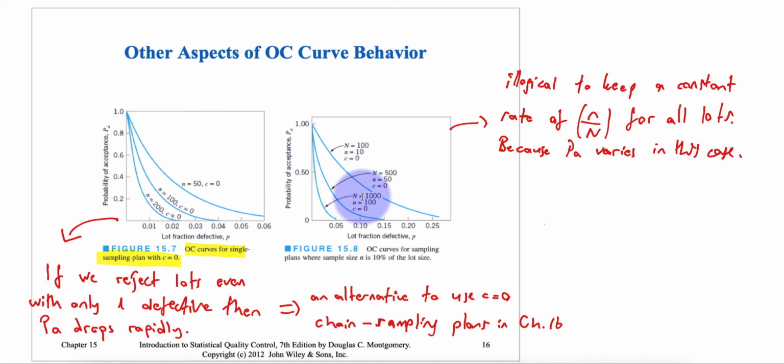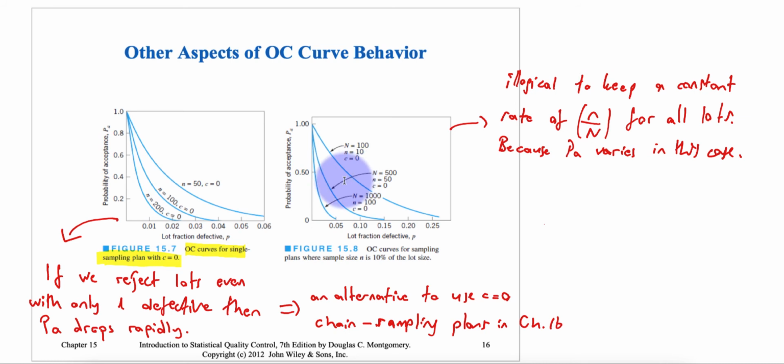So if we change the sample size according to the lot sizes, and if we keep a constant level for this proportion, actually it will be illogical, right? Because this curve changes rapidly and dramatically when you use this proportion.